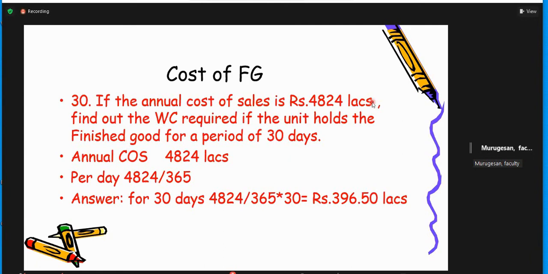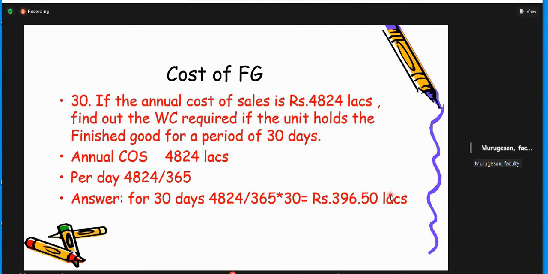So 4824 is for the full year, divided by 365, because here it is 30 days. If they have given 1 month, you divide by 12, or if 2 months, you can use months. Because they have given 30 days, sir has correctly applied it. So 4824, the annual cost of sales, divided by 365, into 30, is 396.50 rounded. Very good, clap.